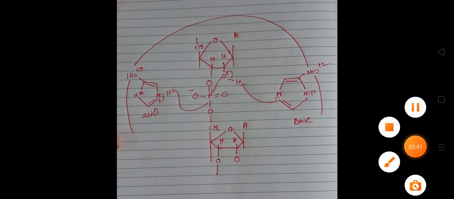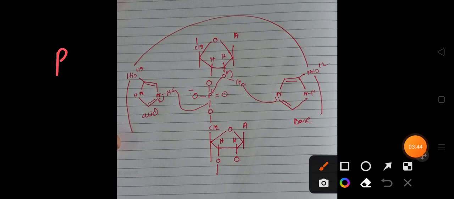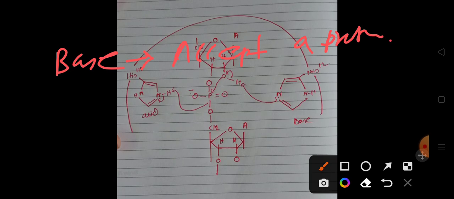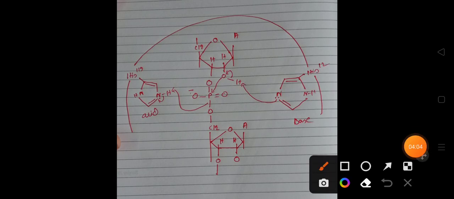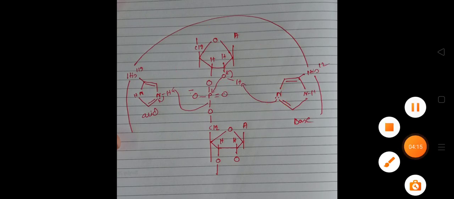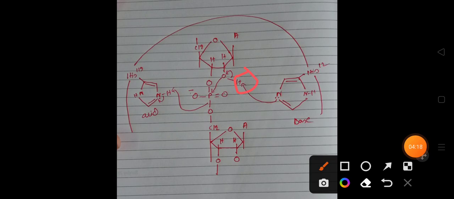First I want to clear one thing: a base will accept a proton, whereas the tendency of an acid is to donate a proton. Make it very clear. As I have told you, a base will accept or take a proton, so the base will abstract a proton from the 2' OH group of the ribonucleotide. That's what it is doing here.